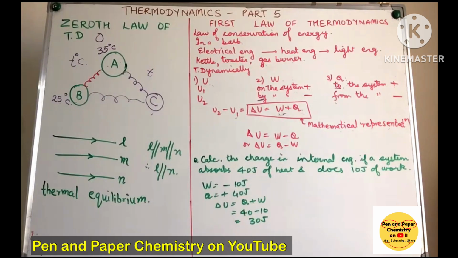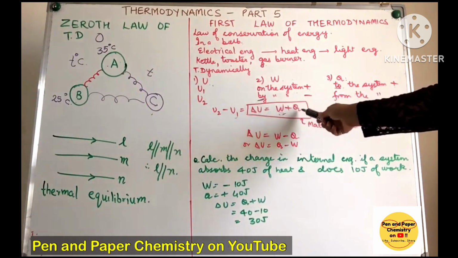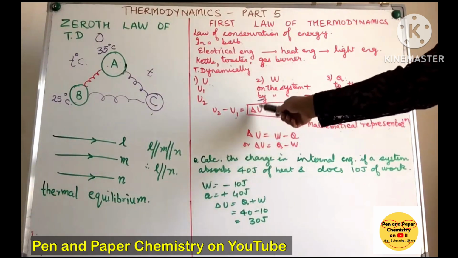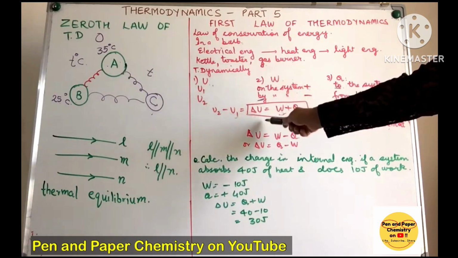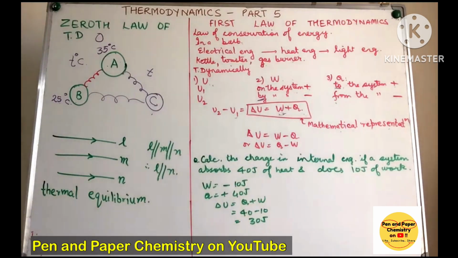Again, from an examination point of view, if you are asked to represent the first law of thermodynamics mathematically, you say delta U is equal to W plus Q, where delta U is the change in internal energy, W is the work done on the system, and Q is the heat added to the system.